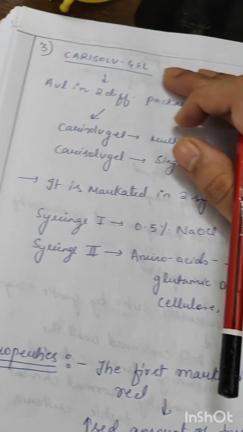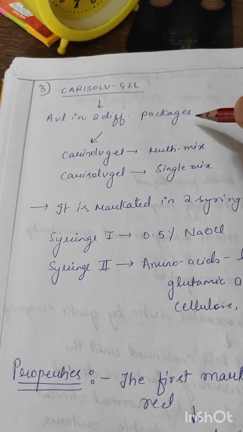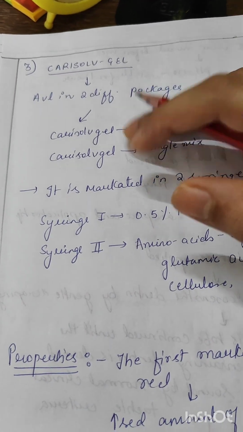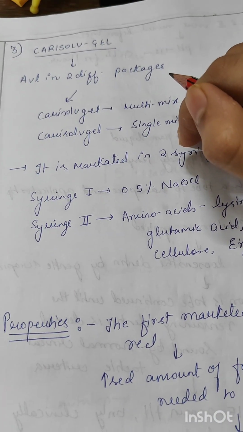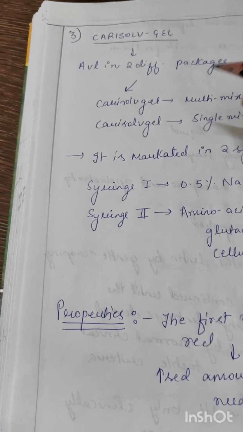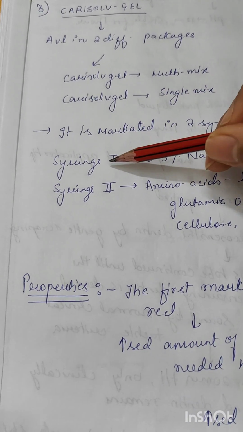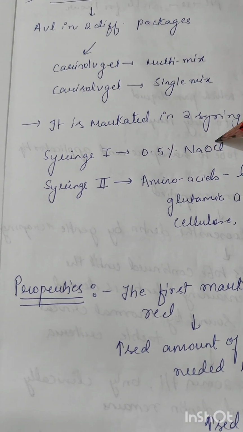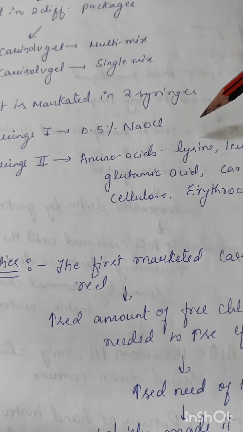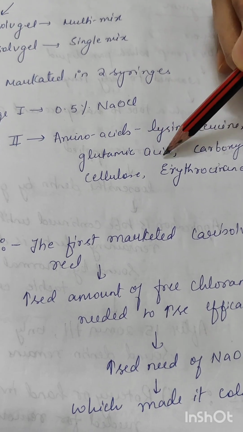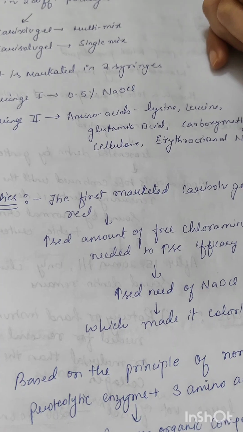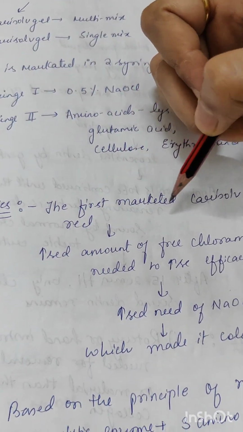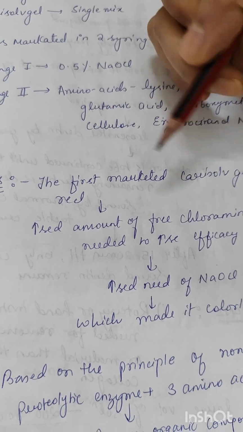Okay. So next, CariSolve gel was introduced. It is available in two different packages: CariSolve gel with multi-mix system, and CariSolve gel with a single mix. It is marketed in two syringes. Syringe 1 contains 0.5% sodium hypochlorite. Syringe 2 contains amino acids, which are lysine, leucine, glutamic acid, carboxymethyl cellulose, erythrosine, and sodium hydroxide. It was the first marketed CariSolve gel.